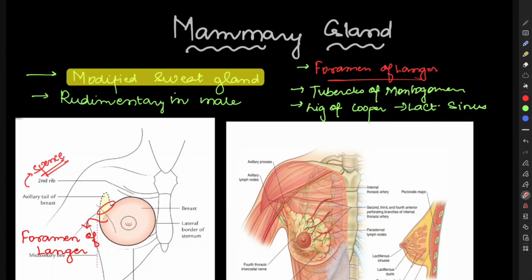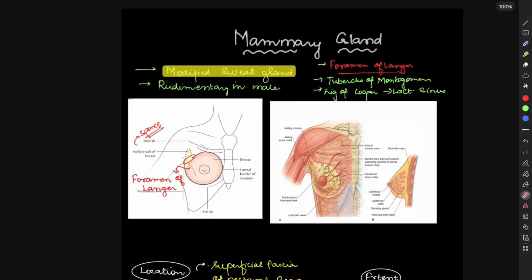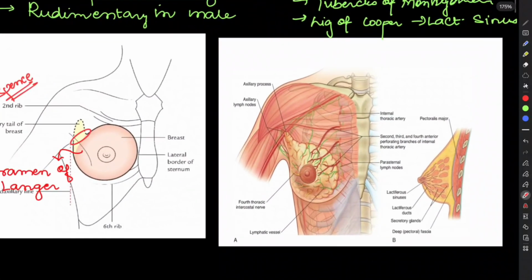What is the ligament of Cooper? Basically it is part of the fibrous stroma which anchors the skin to the pectoral fascia to maintain the shape of the breast. At the end, we have the lactiferous sinuses, that is the dilation of the lactiferous duct just before piercing the nipple.